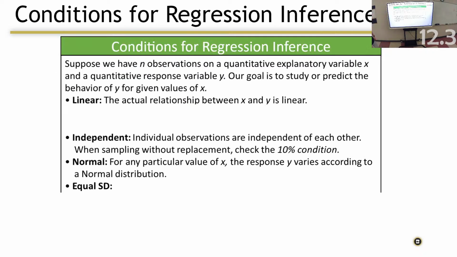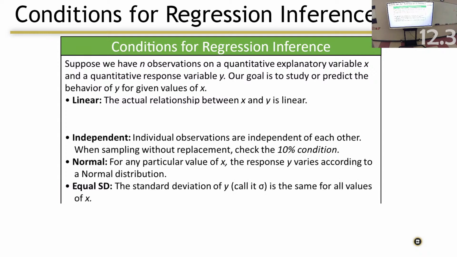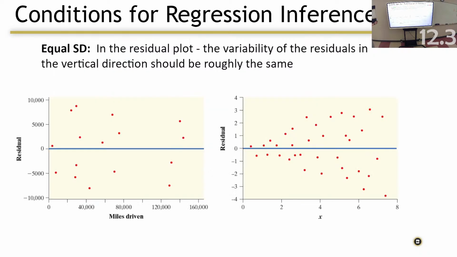We want equal standard deviations about the line. Both of these are residual plots. This one looks pretty good. All these points are somewhat equidistant from the line. There's nothing really bad. That one's bad. They start off with a small standard deviation and then they get to a fairly large standard deviation.